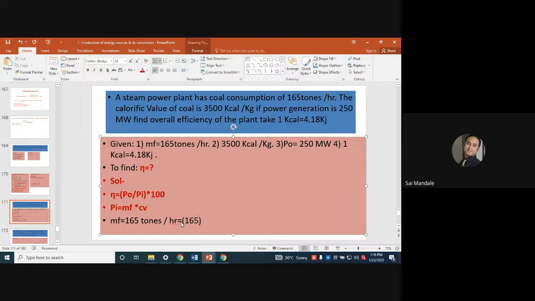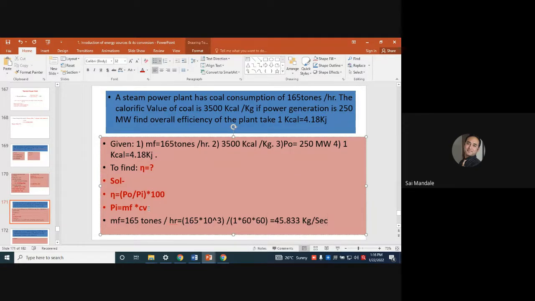165 into 10 cube divided by 1 hour, so 1 into 60 into 60. So it is equals to, tell me. 45.83. Perfectly correct. It is 45.833 kg per second. Gayatri Jadhav, very good. Nice. So right now I have the fuel in kg per second.